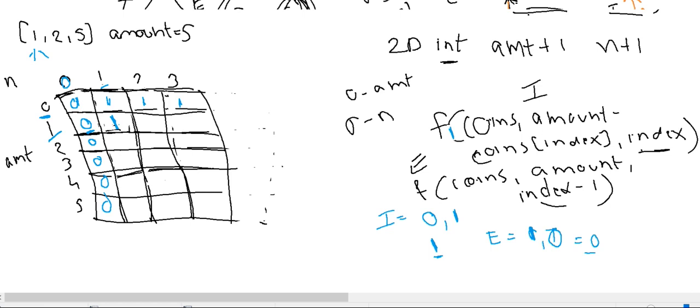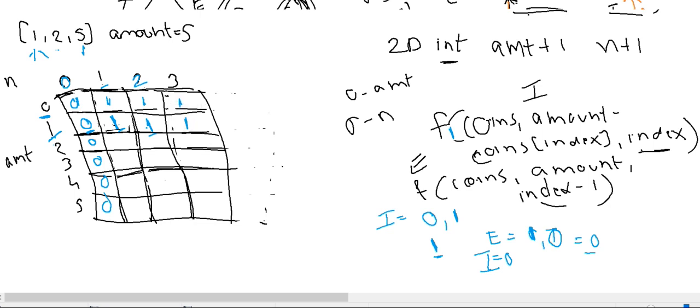Now for this cell, my amount is 1 and the index is 2, so the coin at that index is 2. 1 minus 2 is negative, so my include will be 0 and my exclude is going to look at this cell. So 0 plus 1 is 1. Again here, 1 minus this is negative, so include will be 0 and exclude will look at this element. So 1 plus 0 is 1.